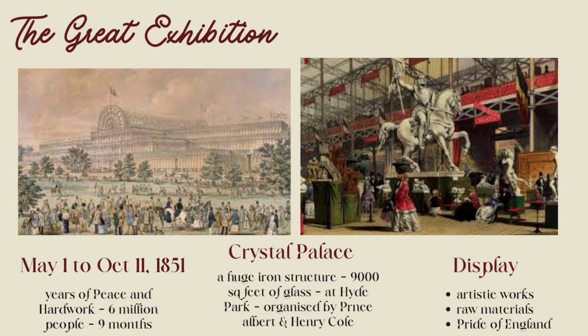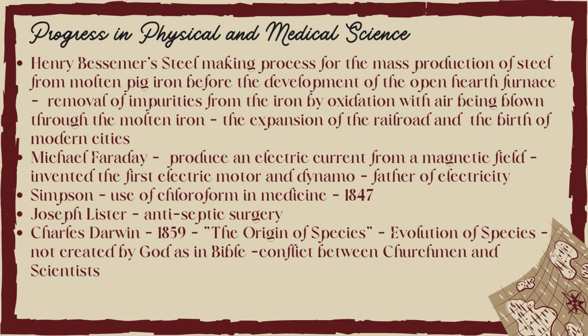Next, we can see the progress in physical and medical science, because it was the era where we could see remarkable progress in science and its advancement. Henry Bessemer's process of steel making made the mass production of steel possible. Henry Bessemer's converter helped to produce steel on a large scale because it was simple. It adopted a simple method of oxidation of the iron ore.